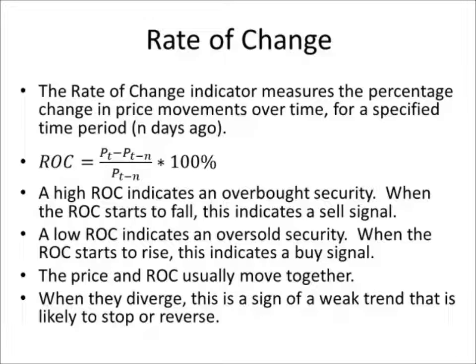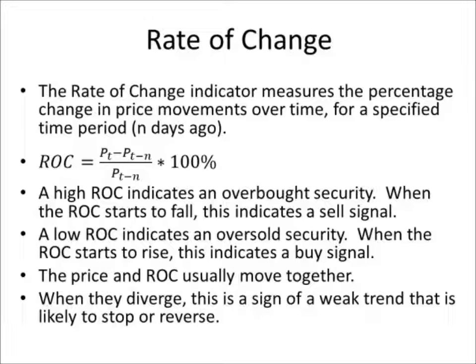Now, how do we actually interpret rate of change? Well, if the rate of change is very high, that indicates that the security is overbought. And if we have a rate of change that's quite high, when it starts to turn around and fall, this indicates a sell signal. In contrast, when the rate of change is very low, this indicates a security that is oversold. And when that rate of change starts to turn around, this would be a buy signal.